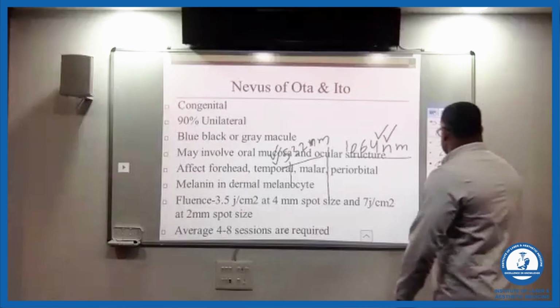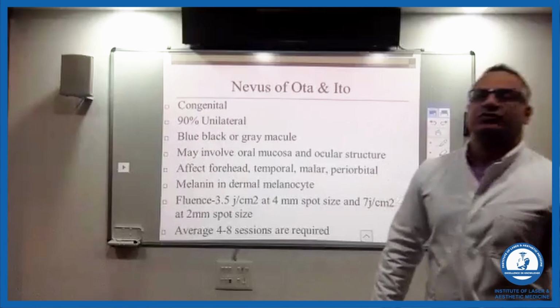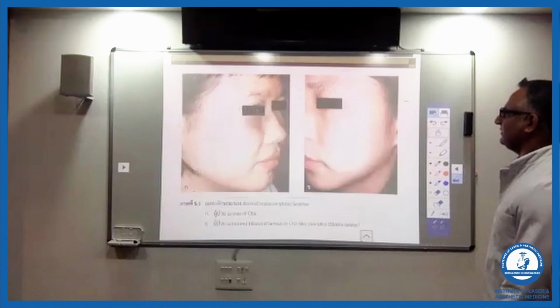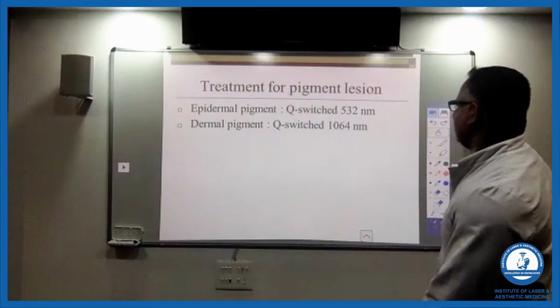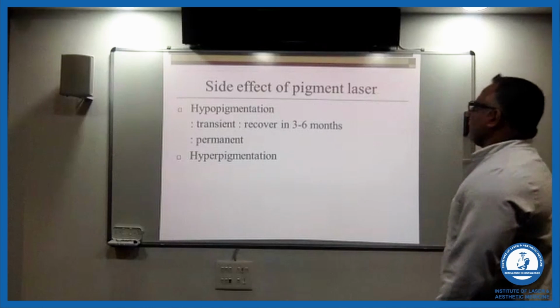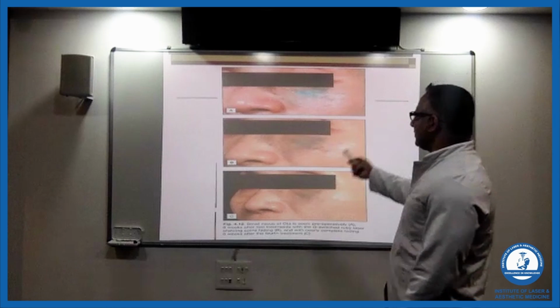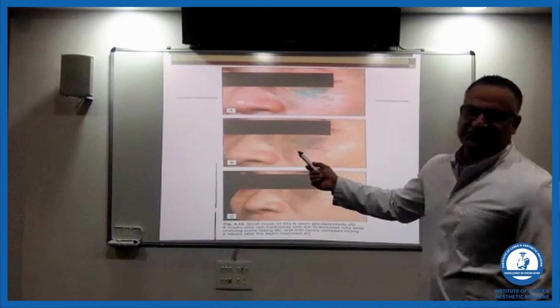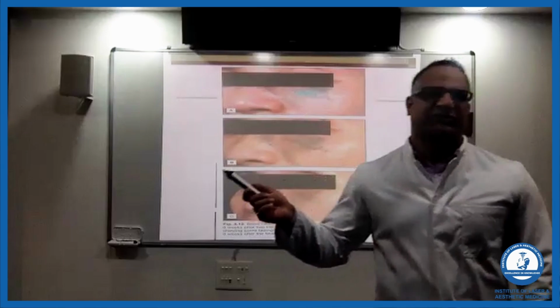But yes, sometimes people are afraid to use 532 because you know that 532 is a shorter, stronger wavelength and so on. All right, so this is the situation and I hope you remember. So this is one example of nevus of Ota, and you see after multiple sessions, it has substantially changed. And this is not beautification of a person.